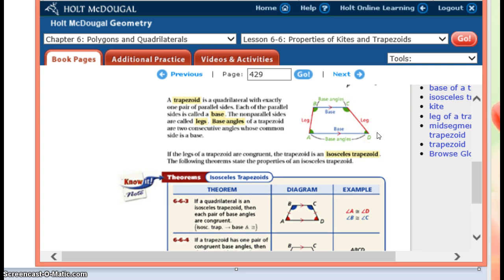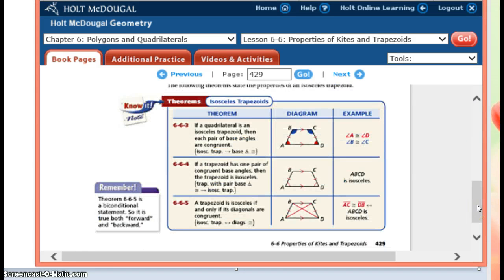Now, if the legs of a trapezoid are congruent, the trapezoid is an isosceles trapezoid. And forgive me if I say isosceles triangle sometime in this recording. It's a trapezoid, okay? Theorems. And there is much rejoicing. Okay. If a quadrilateral is an isosceles trapezoid, then each pair of base angles, the ones sharing the same base, are congruent. So isosceles trapezoids have congruent base angles. Easy to remember, incredibly important, okay?